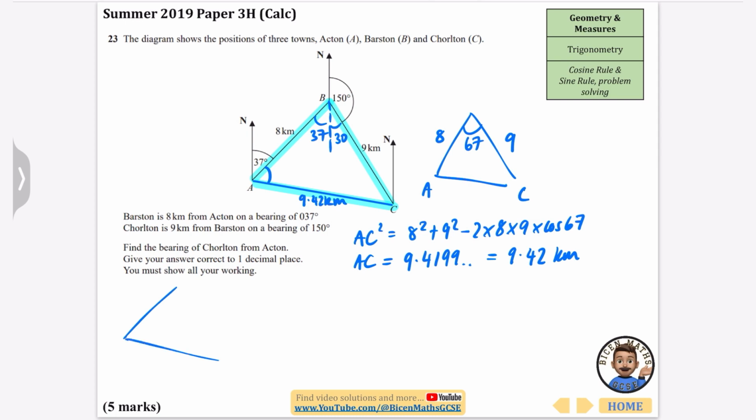And if it's a 5-mark question, you're probably going to be doing the sine rule and the cosine rule once each, maybe some other bits as well. So I know that this is 67. This is the angle I'm trying to find out. That one has opposite a 9. And the one that I have opposite here is my 9.42. So if I call this angle x for a second, I'm going to say that the sine of x over 9 is equal to the sine of 67 over my 9.42.